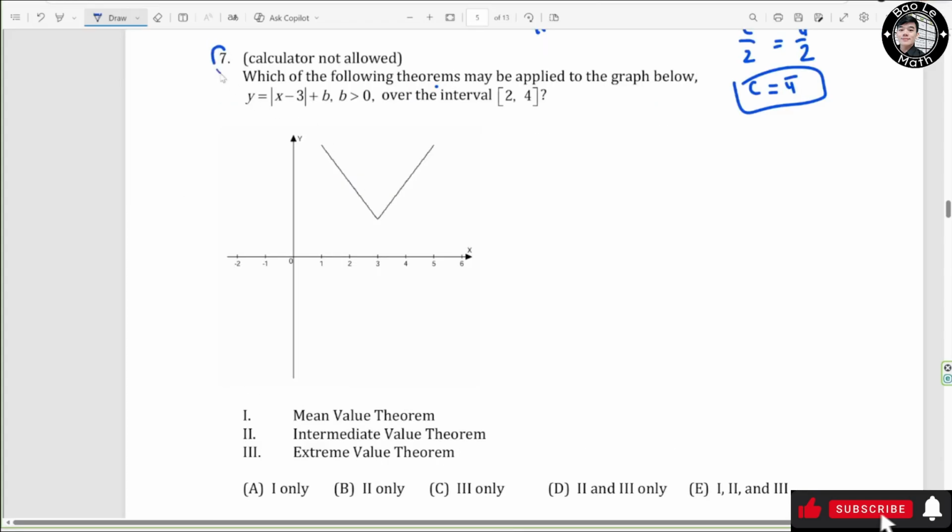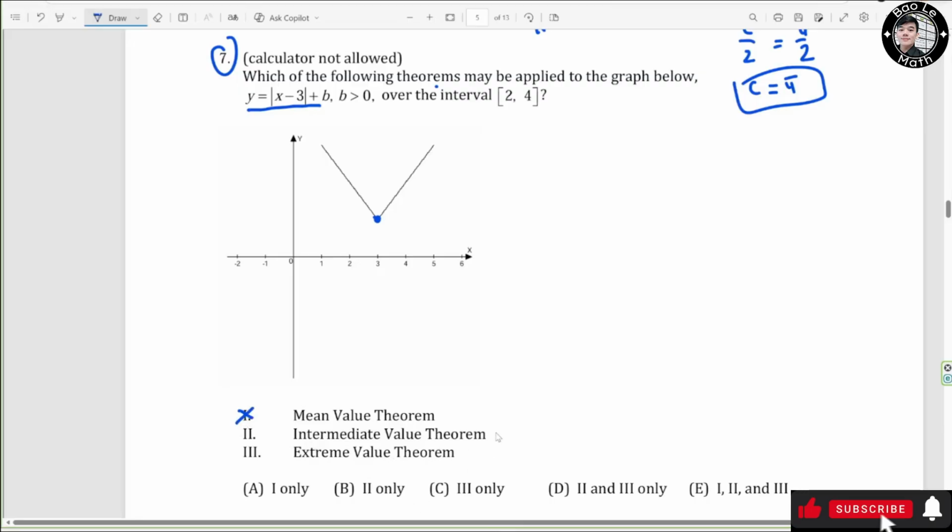Now let's move on to question 7. Which of the following theorems may be applied to the graph below? So this one is the graph of the absolute value function. Now, remember you have the sharp turn right here, which means the function is not differentiable at this point, right? So if the function is not differentiable at this point, the mean value theorem does not apply, right? The mean value theorem requires the function to be differentiable, right? So this one is not true, right?